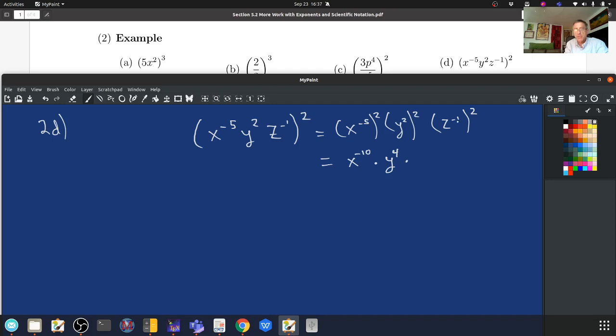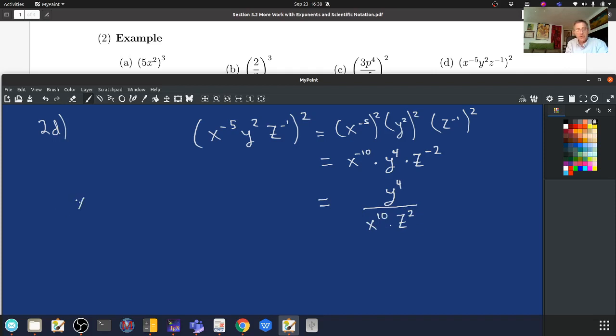Z to the minus 1 power squared is z to the minus 1 times 2, which is minus 2. They want you to write all of this with positive exponents. So the only factor up here with a positive exponent is y to the 4th. So I'm going to leave it at the top of the division line and then put x to the 10th times z to the 2nd across the division line so that they become positive.